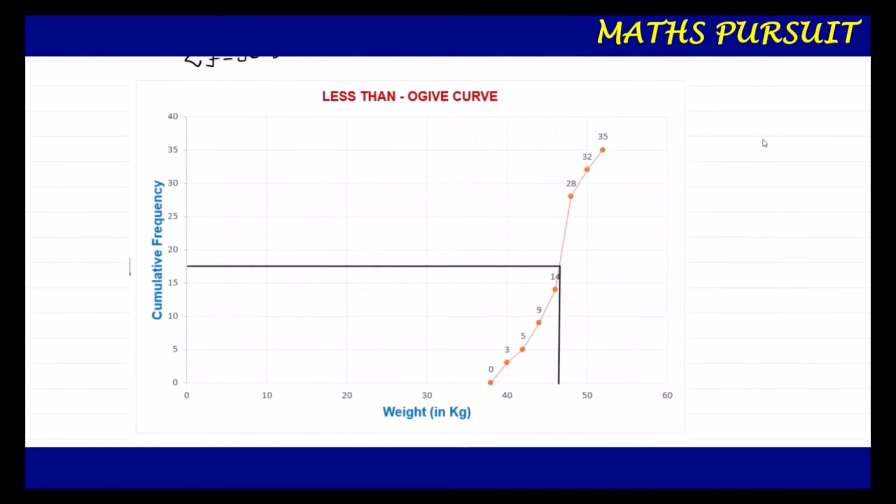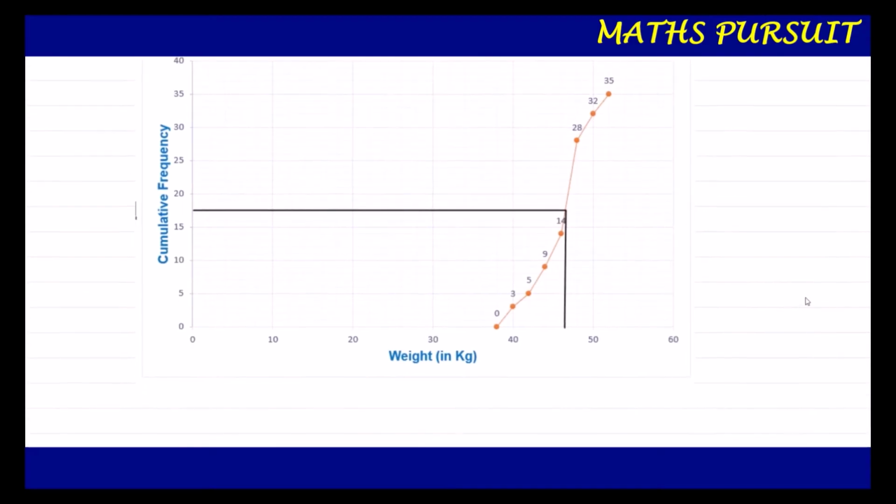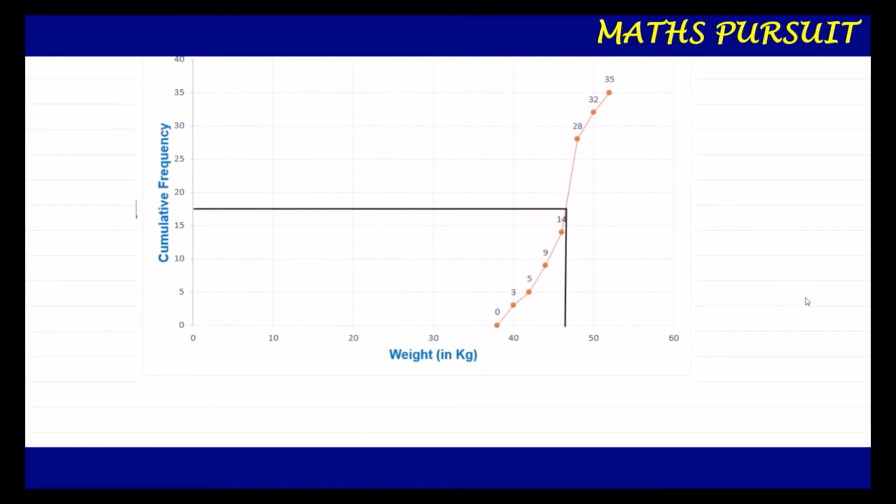So let us check here. The first figure is 38, 0. So you could see that here the first figure is 38, 0. This is the weight, so this is 38 and this is 0. It coincides here itself, on the x-axis.